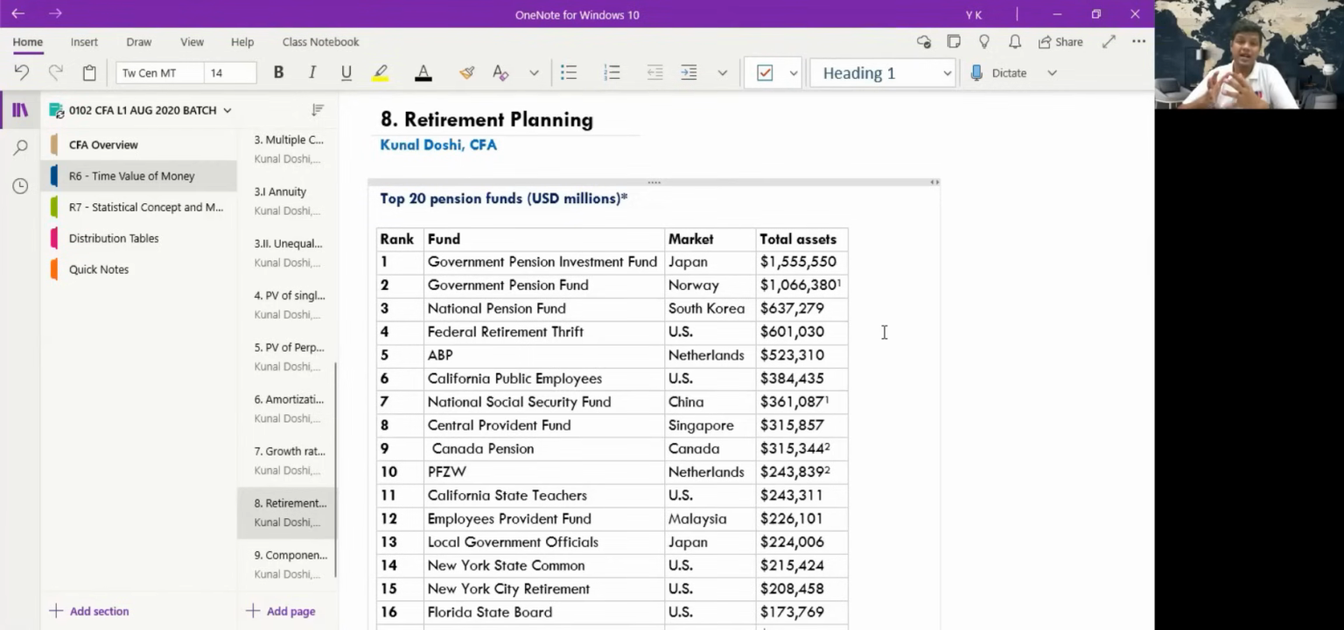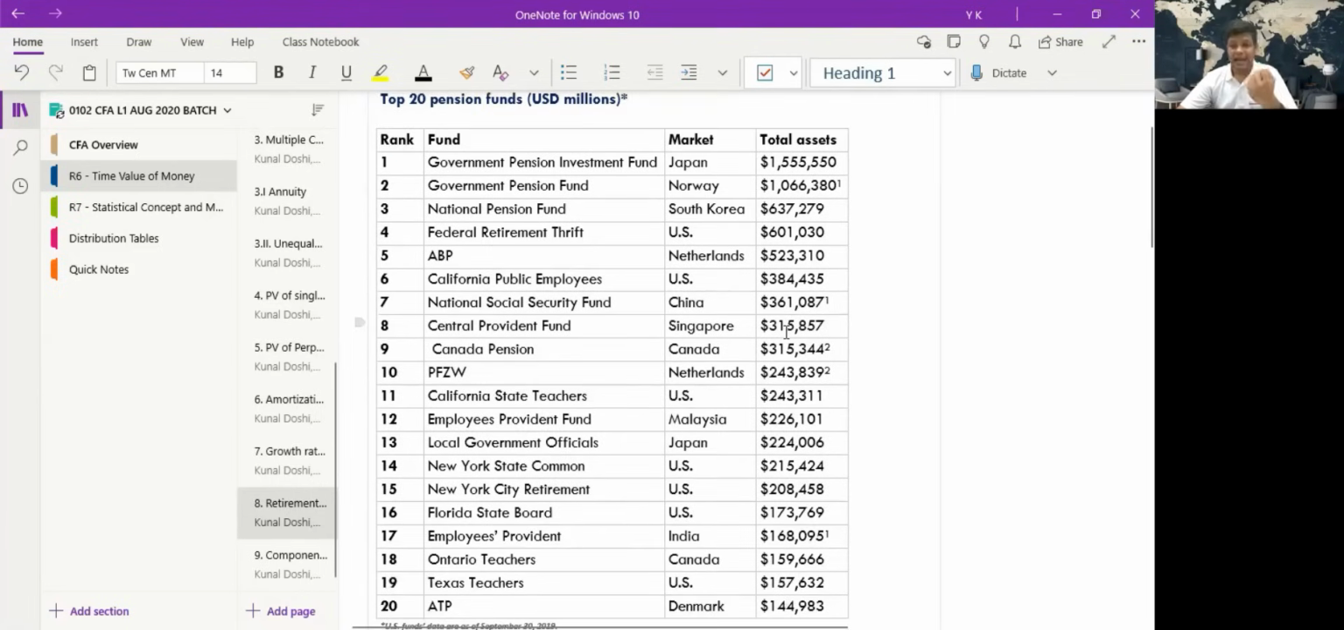These organizations have assets of $1.5 trillion. That's a huge amount. $1.5 trillion is perhaps the size of an economy, right? Many of the economies do have $1.5 trillion of GDP. So this is the pension fund size that these organizations have. National Pension Fund South Korea, and then many of the pension funds from the US and North America. So this is the total amount under their assets.